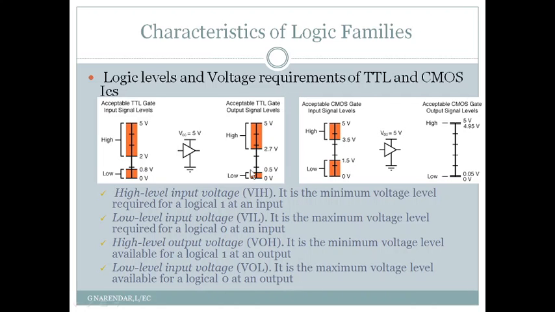Similarly, for an output signal of a TTL gate to be qualified as a low signal, the voltage must be, this is the maximum voltage. That means the voltage must be less than this level, and this level we call the low level output voltage, that is VOL.